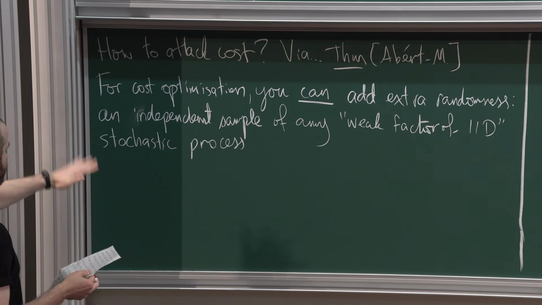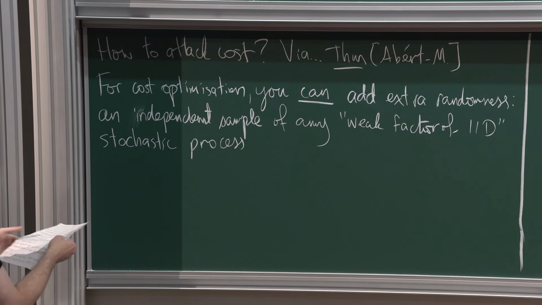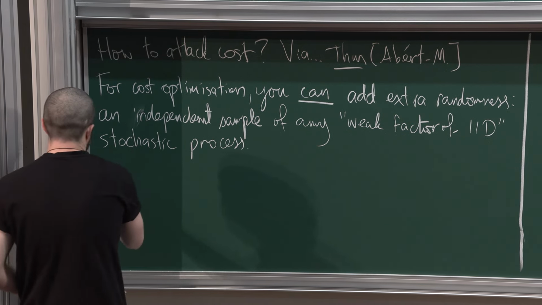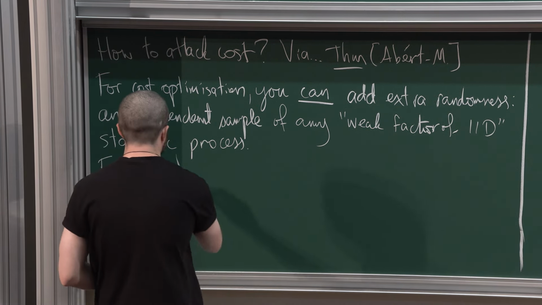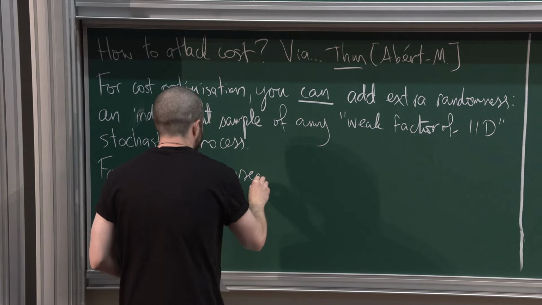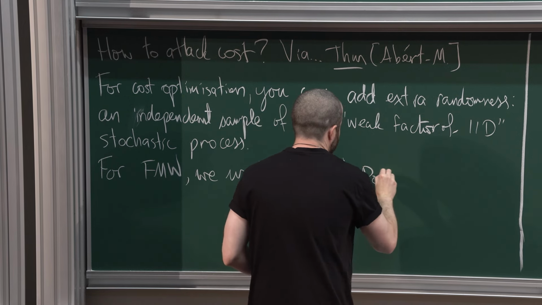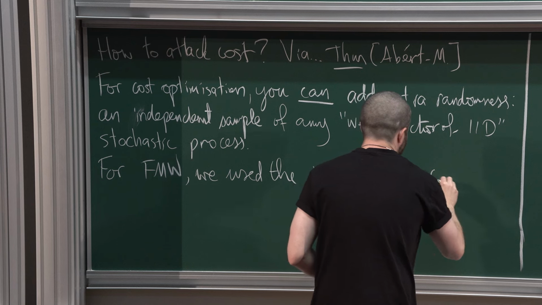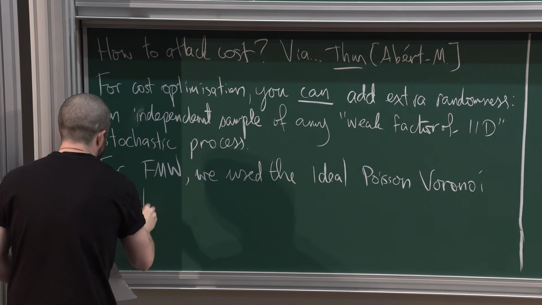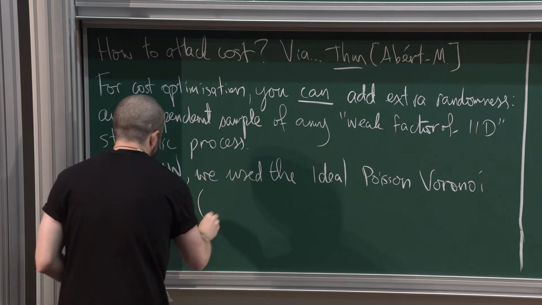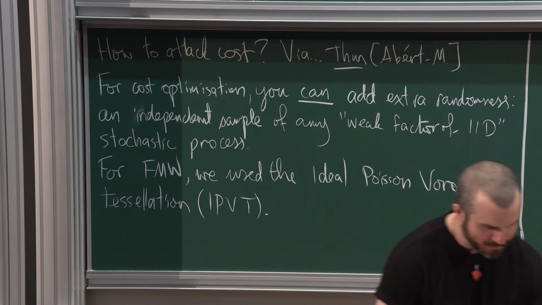What am I going on about with this extra randomness? The extra randomness that we're going to add is this fantastic new object, the ideal Poisson Voronoi tessellation. So that's what I'll talk about now. For this paper, we used the ideal Poisson Voronoi tessellation. It's a bit of a mouthful, so we abbreviate it IPVT. I'll tell you a little bit about this object.